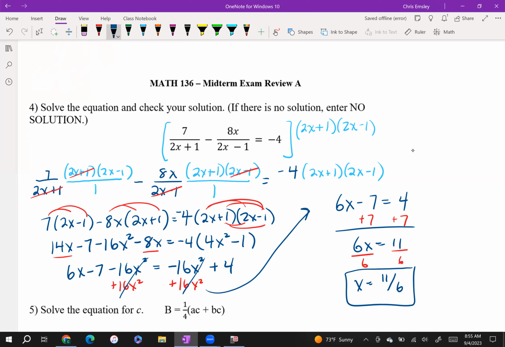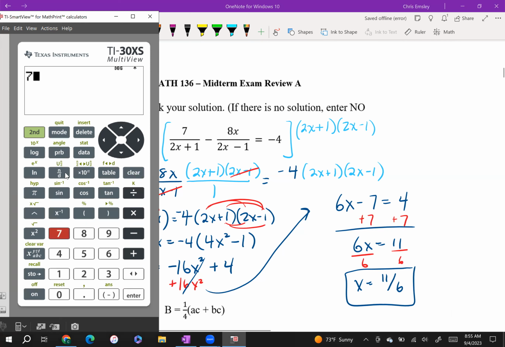We do need to check that answer. At a minimum, we need to check and make sure that that doesn't make the denominator of these fractions 0. I'm just going to go ahead and check it all the way on my calculator because it's pretty easy to plug that in. 7 over 2 times 11 over 6. Calculator can handle those complex fractions, no problem.